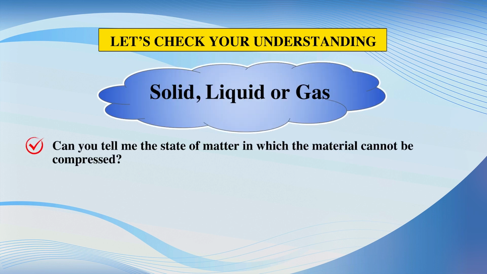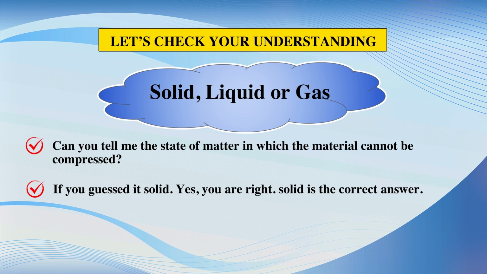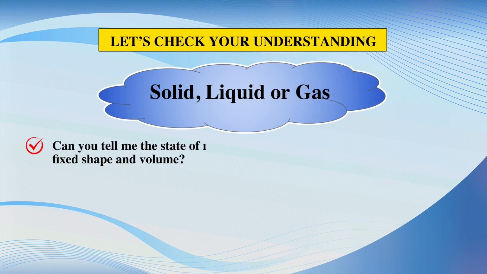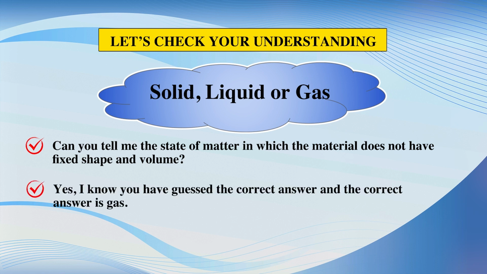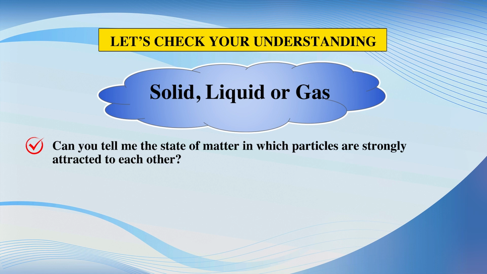Can you tell me the state of matter in which the material cannot be compressed? If you guessed solid, yes, you are right. Solid is the correct answer. Can you tell me the state of matter in which the material does not have fixed shape and volume? Yes, I know you have guessed the correct answer, and the correct answer is gas. Can you tell me the state of matter in which particles are strongly attracted to each other? Yes, the correct answer is solid.